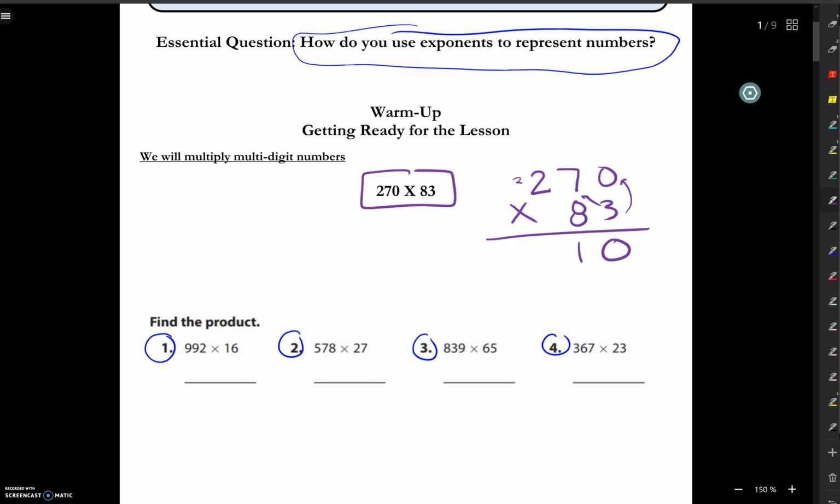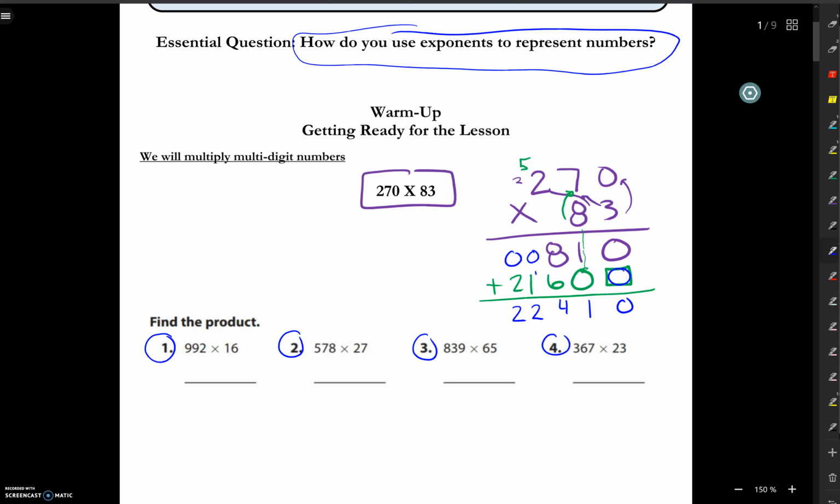So now I'm going to have to put a placeholder here because now I'm going to be multiplying in the tens place. 8 times 0 is 0. 8 times 7 is 56. So I'm going to put a 6 here and a 5. And then 8 times 2 is 16 plus 5 is 21. And then I'm going to add them up, put a placeholder here, put a placeholder here, and 0 plus 0 is 0. 1 plus 0 is 1. 8 plus 6 is 14. Carry the 1. 1 plus 1 is 2, and 2 plus 0 is 2.